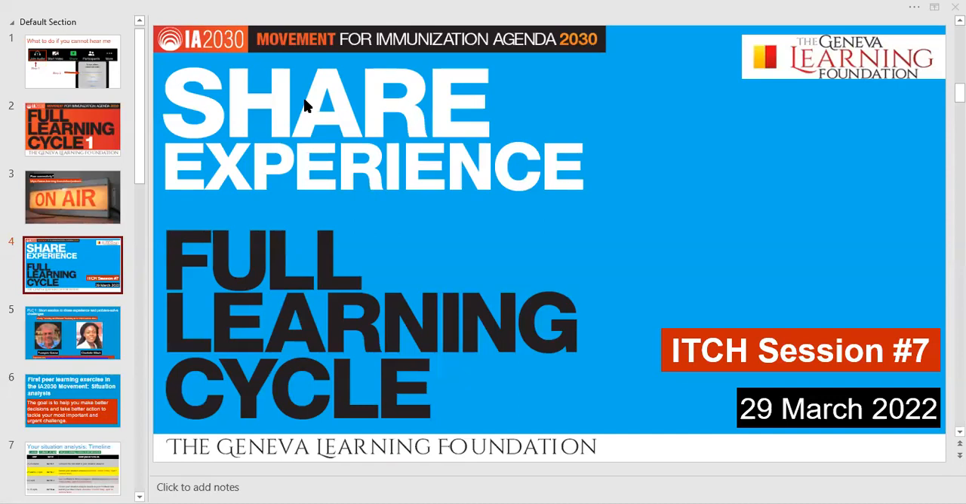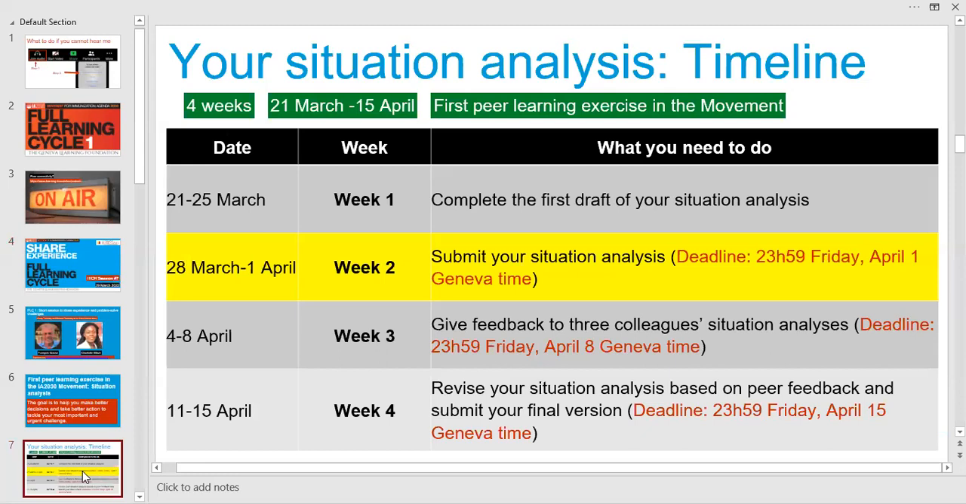We are in our 7th experience sharing session, and today is the 29th of March, 2022. If we are here, it is for the first exercise of Full Learning Cycle 1 of the Movement for Immunization Agenda 2030, and that exercise is situation analysis. And just a reminder of the calendar for situation analysis, the timeline.